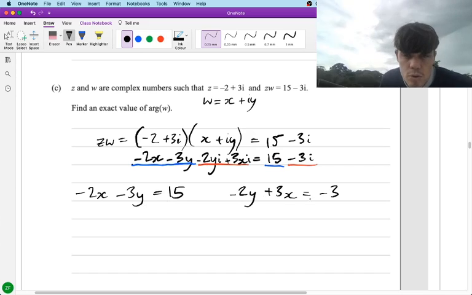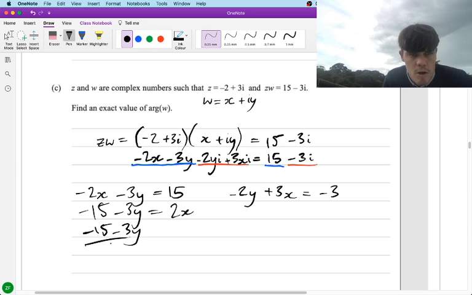So what one looks like it's easier to make into the subject? None of them look amazing, to be quite honest with you. I might have a go. Let's just do this side, doesn't really matter too much. So I'm going to shuffle things around a little bit. Negative 15 minus 3y equals a positive 2x, because I wanted to get rid of that negative sign. Then I'll just divide this side by 2. So negative 15 minus 3y over 2 is equal to x. So that's ready to be substituted into here.